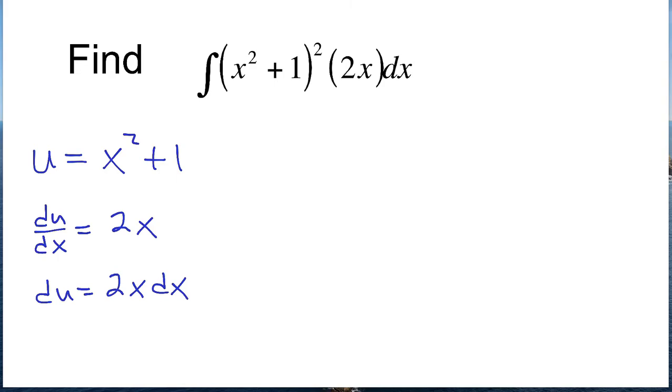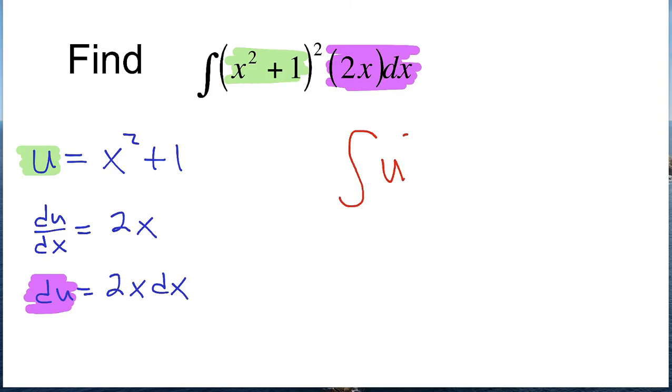Now, if you look at what we have, notice that du is equal to all of this. That purple is equal to the purple, so we could substitute it in there. Notice that u is equal to all of this. So if we wanted to, we could rewrite this original integral as the integral of u to the second power du.